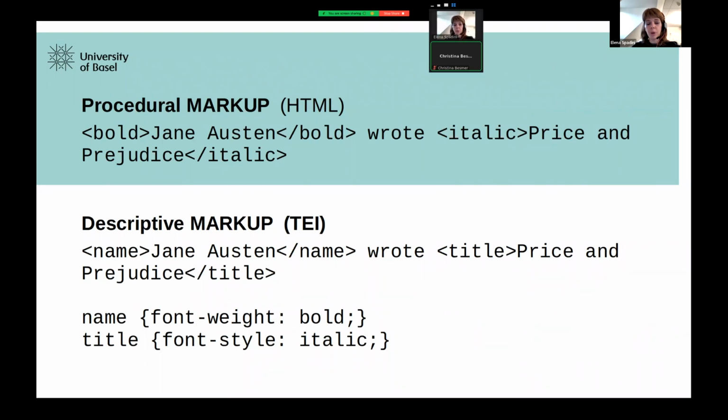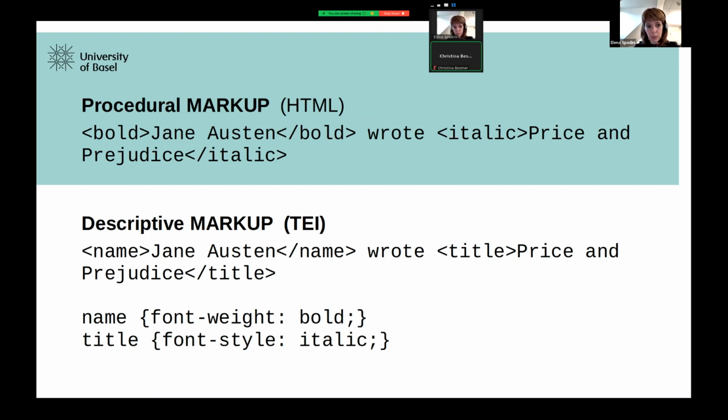TEI is a form of descriptive markup as opposed to procedural markup. Procedural markup is, for example, HTML, so the language of web pages. In HTML, I can say something like, I want this to be displayed in bold and I want that to be displayed in italic. In TEI, I would rather do that by focusing on what is interesting for me about this text. I want to say that here I have a name of a person maybe, and then I want to say that this is a title. And then elsewhere, I can say how to render the names and the titles.